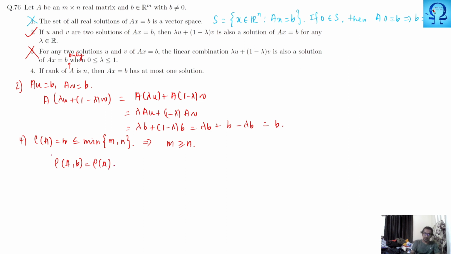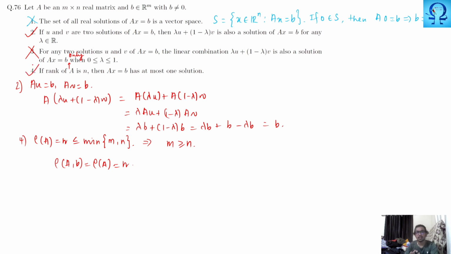It is given that rank of A is n, which means it will have n linearly independent columns. It has n columns and all the columns are linearly independent. No matter what B you choose, rank of AB remains n and rank of A is also n. So the condition is satisfied, therefore the system will have a unique solution if the solution exists. If the solution exists, it will have one solution. If the solution does not exist, no worries. Option 4 is a true one.